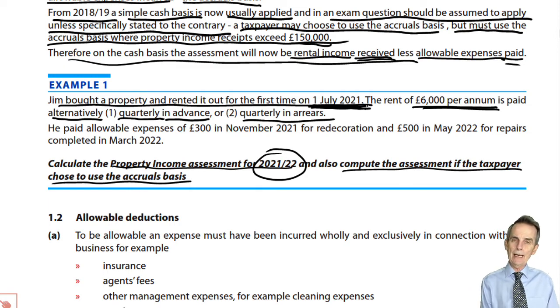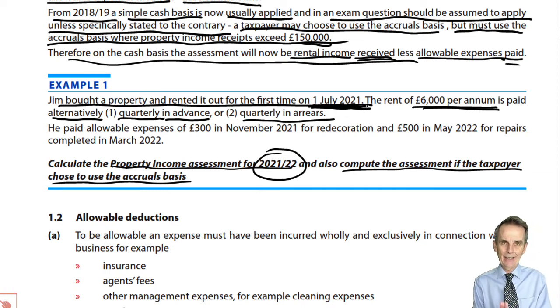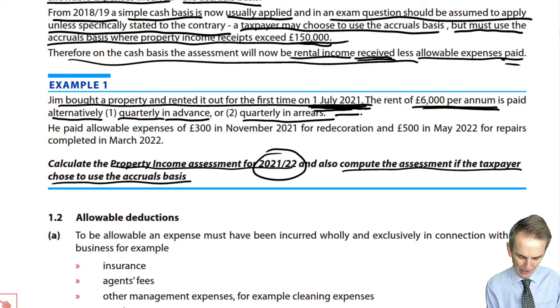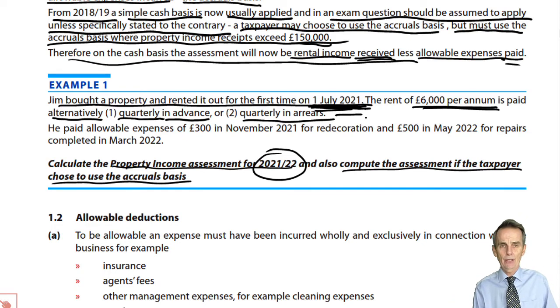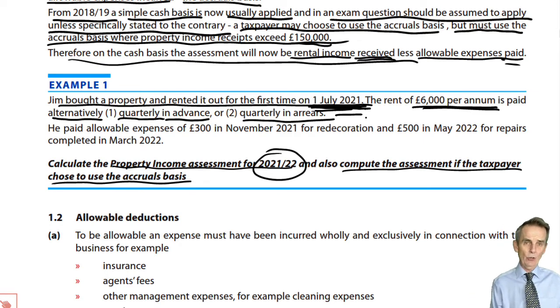Whereas if it was quarterly in arrears, then we wouldn't get the due amount until the end of that quarter. Well, the quarter beginning on the 1st of July there would have ended the 30th of September. The 30th of September 21 is in our 21-22 tax year. The 31st of December 21 is in our 21-22 tax year. The 31st of March 22 is in our tax year. But that's it, because the next one isn't until the 30th of June 22, and that arises in the 22-23 tax year. So we've got to work out what rental income would be received on each of those two bases.